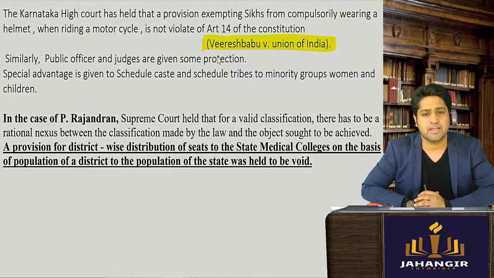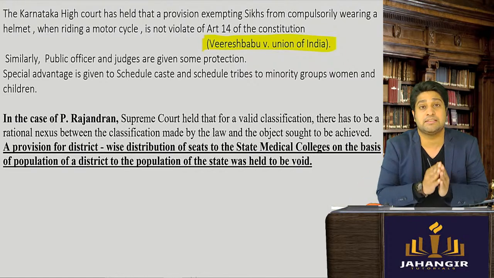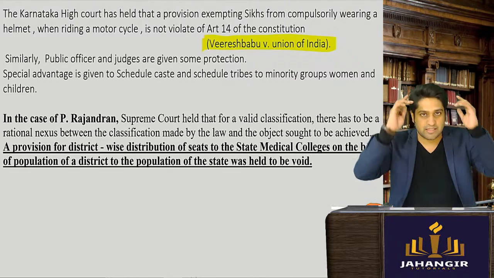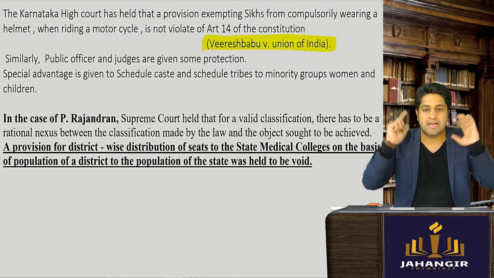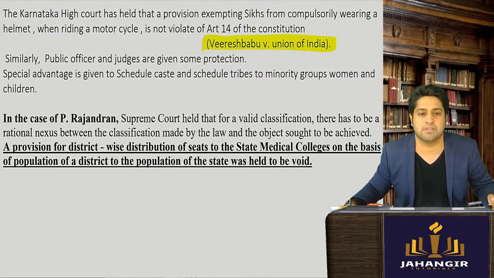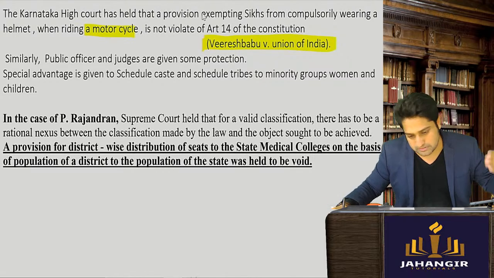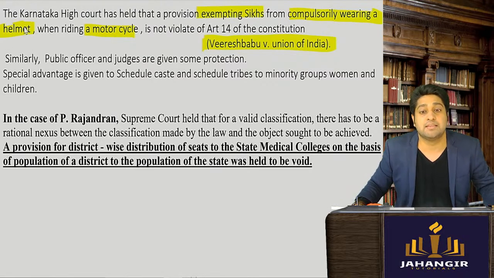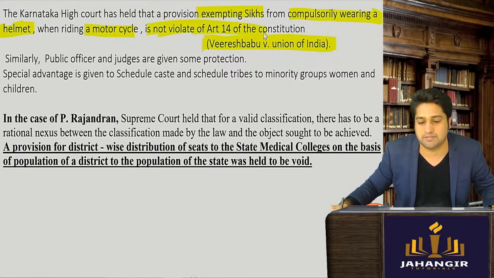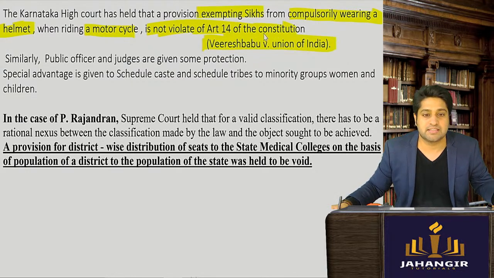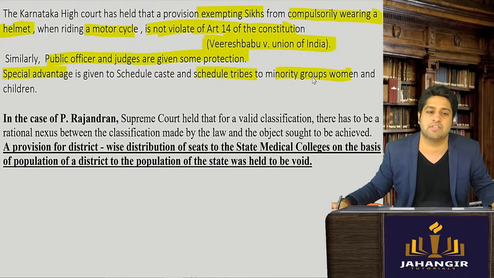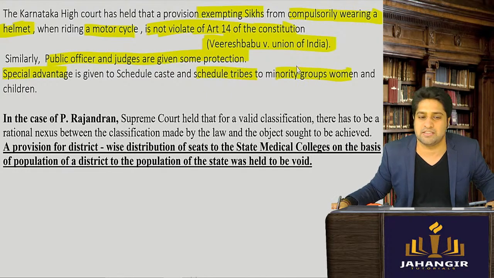Now, let's take a few examples and case laws also. Various Bahu versus Union of India. Now, in the Motor Vehicles Act, Sikhs have been exempted from wearing a helmet. Sikhs have a turban, so wearing the helmet is not possible. So as per the Motor Vehicles Act, the Sikhs were exempted from compulsorily wearing a helmet. This was held not to be violative of Article 14. Similarly, judges are given some protection, SC/ST women have been given certain protection, minority groups have been given some protection. All of that is fair and just.